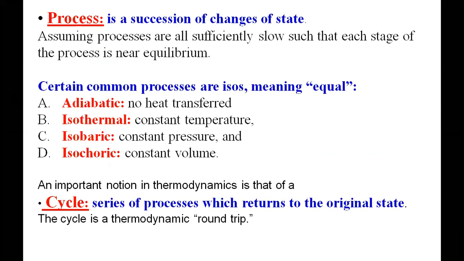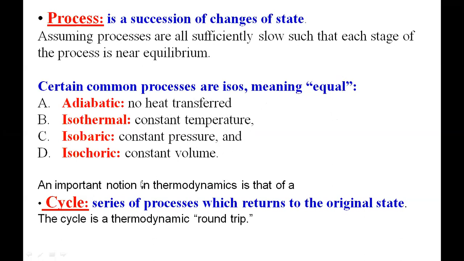This is the process, assuming the process is sufficiently slow such that each stage of the process is near equilibrium. So certain common processes are iso, meaning equal. We have the adiabatic, no heat transferred, isothermal, constant temperature, isobaric, constant pressure, and isochoric or isovolumetric, constant volume.